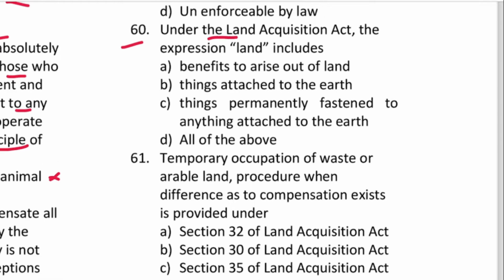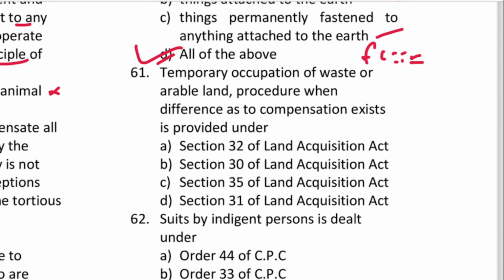Next 60, under the Land Acquisition Act, the expression land includes benefit to arise out of land, things attached to land, things permanently fastened, anything attached to land. All of the above. D is the answer. और डेफिनेशन कहाँ पर है ये? इन सेक्शन 2P ऑफ फेयर कंपनसेशन ऑन लैंड एक्विजिशन एक्ट.